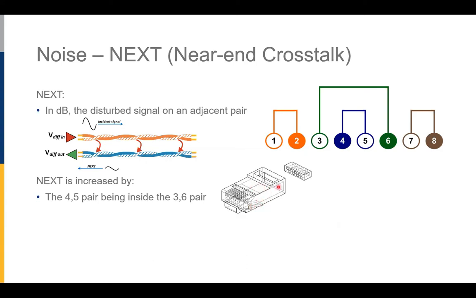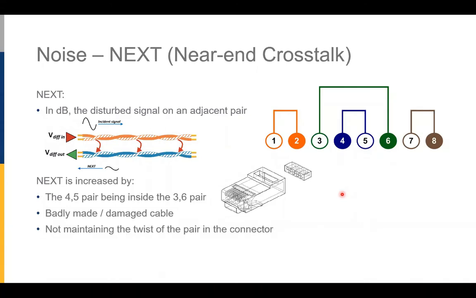Unfortunately, for the plug that goes on the end of the patch cord, they put the 4-5 pair inside of the 3-6 pair. They did it to follow the old telephone company rules, but that does make for some extra near-end crosstalk. Badly made or damaged cable can cause crosstalk. If we untwist the pairs of the cable too much, that can be a source of crosstalk. Again, this is noise, the interference from one pair to the other one.